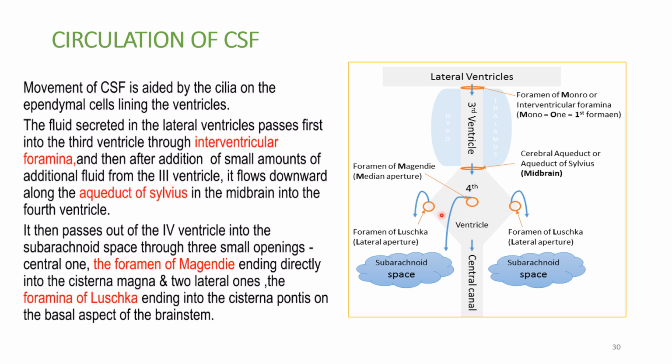What are these openings? The foramen of Magendie, which is present in the median structure, and two lateral ones. They are called the foramina of Luschka. So the foramen of Magendie is the median aperture, and the foramina of Luschka are the lateral apertures. The CSF enters into the subarachnoid space through these apertures.